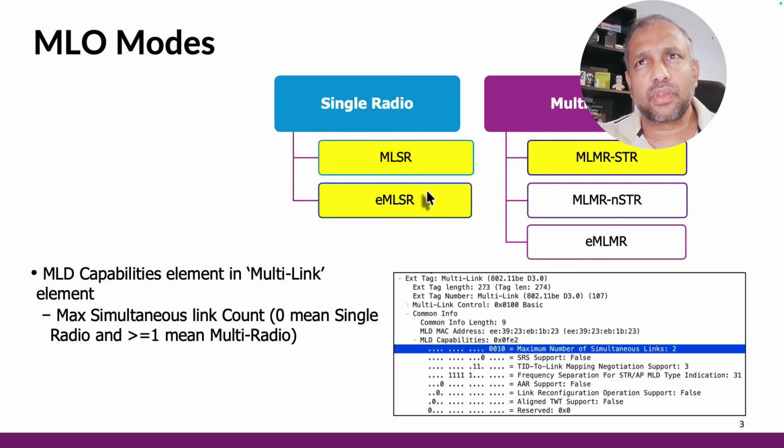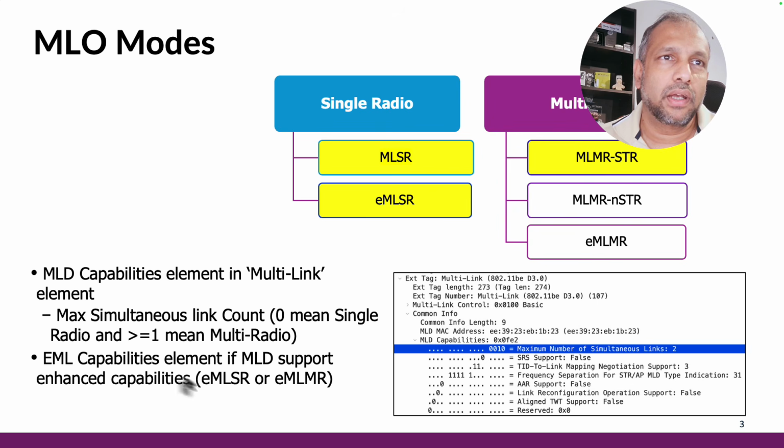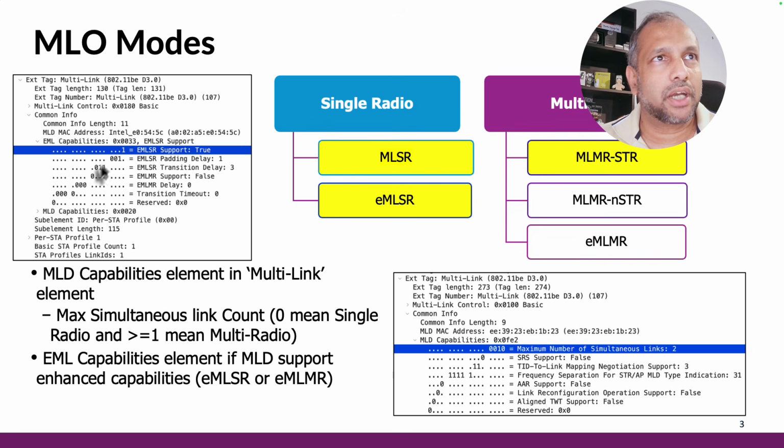Now, how do we know whether these devices support enhanced multi-link capability? If they do, there's another element called the EML capability element. In this particular capture, other than the multi-link capability information, you have the EML capability information. In addition to the MLD capability, you have something called EML capability. That means this client supports enhanced capability.